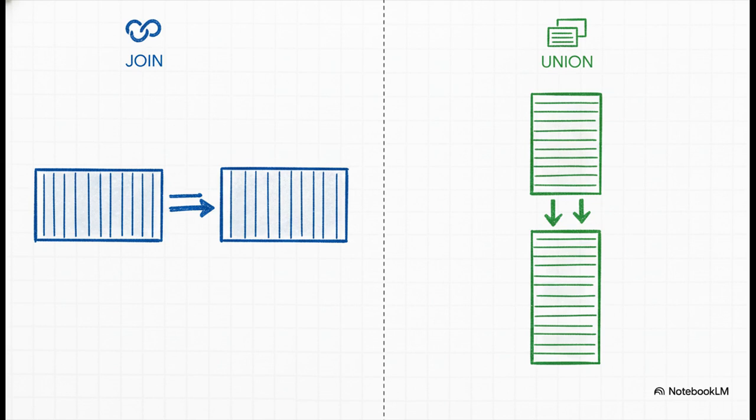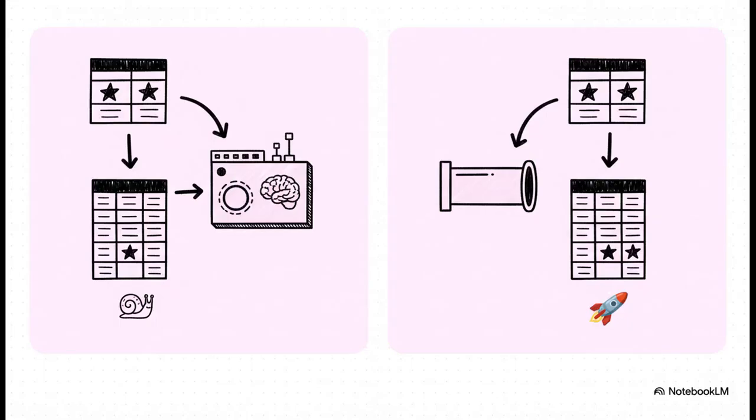For this, we use something called the union operator. Now, there are two flavors of this. First, you have union. It's smart, but a little slower. It combines the lists and then does extra work to find and get rid of any identical duplicate rows. Then you have union all. It's dumb, but it's fast. It just takes all the rows from the first list and slaps all the rows from the second list right underneath, duplicates and all. If you know you don't have duplicates or you just don't care, union all is always going to be the faster choice.